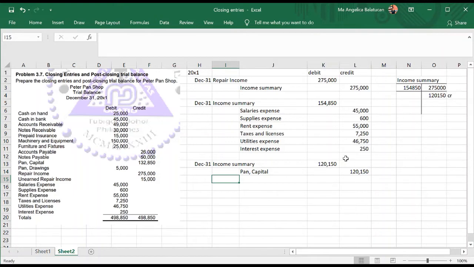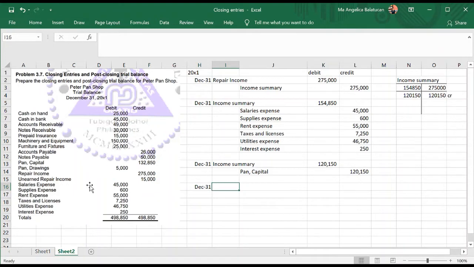120,150. So in effect, because of this debit to income summary, we're going to place here 120,150. So ma-zero na siya, kaya parehas naman sila. So if we get the difference, that would be 0. Okay. Then next, we're going to close the drawings.